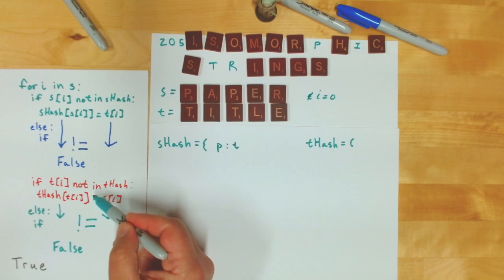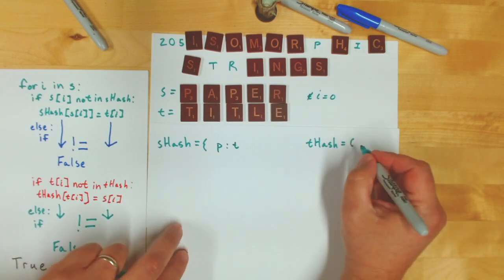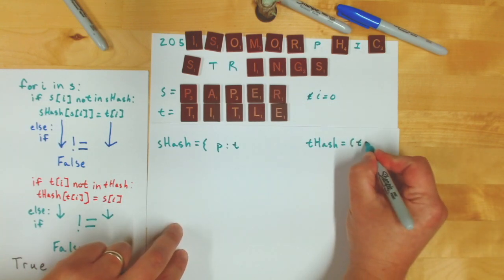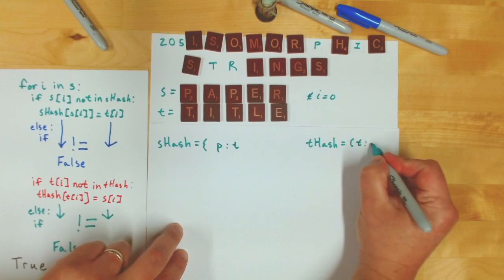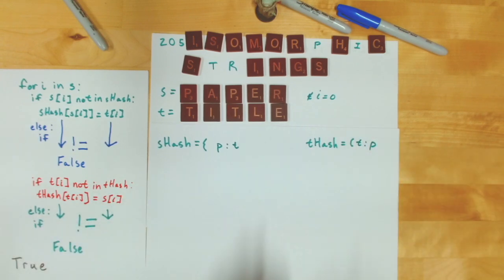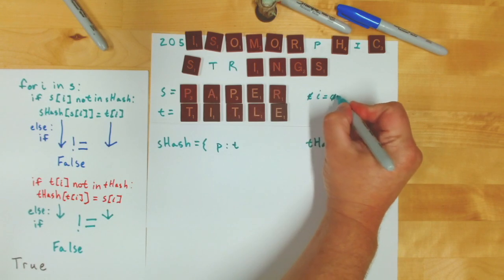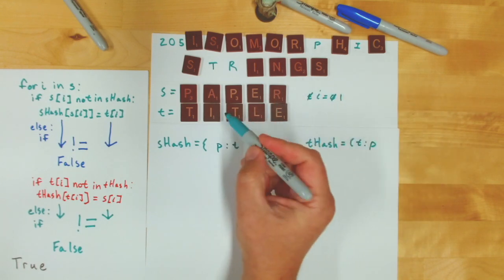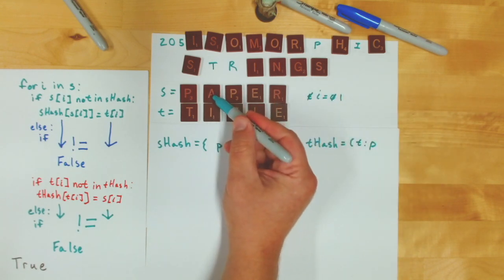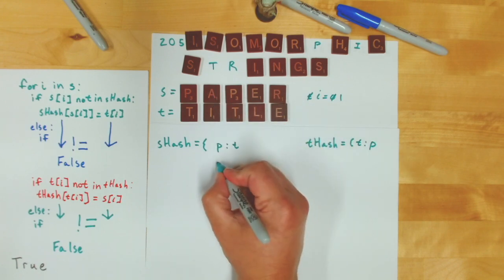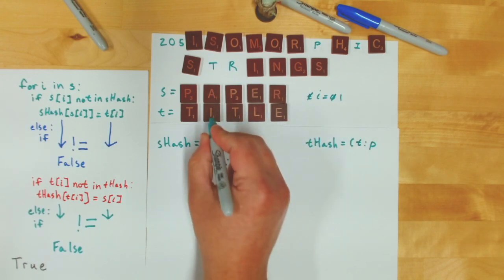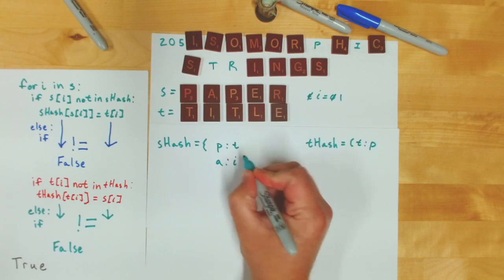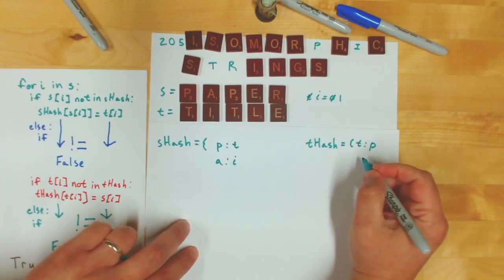Now, let's look at T at index I. And that maps to P. You might think this is redundant, and it is. But it is necessary, and I'll show you why when we get over to the IDE. All right, let's move on to I equals 1. At index 1 of S, we have an A. There is no entry yet. So let's go ahead and map that to the I here. And we'll do the same thing in reverse for the T hash.